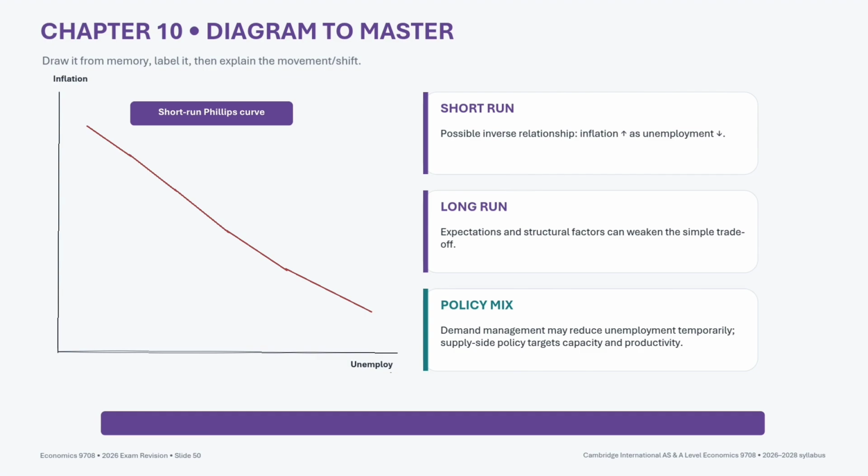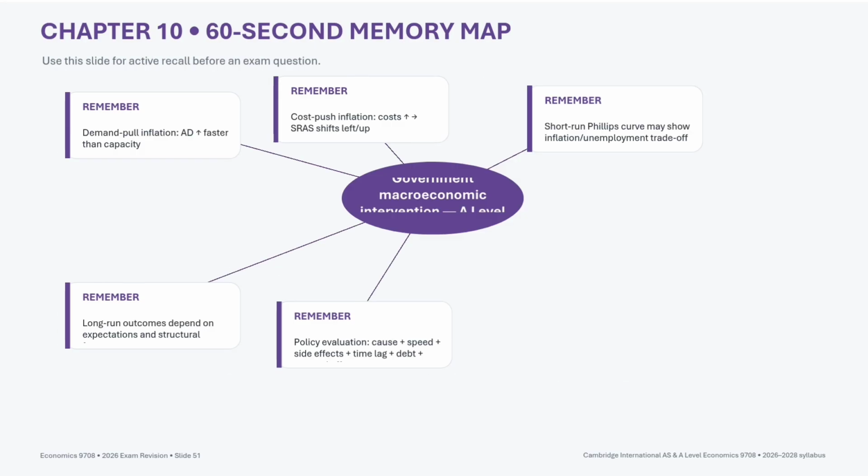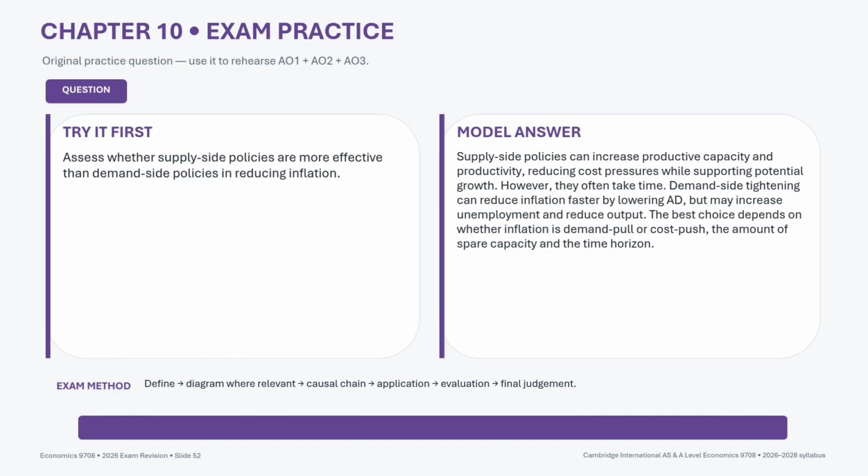And you need to know the short run, the long run, and the policy mix. You have the memory map to give you the focus on this chapter, which you can memorize and give more focus to practice. You have a question and model answer, and there are more in your past exam papers, which you can practice on more to cover this chapter.